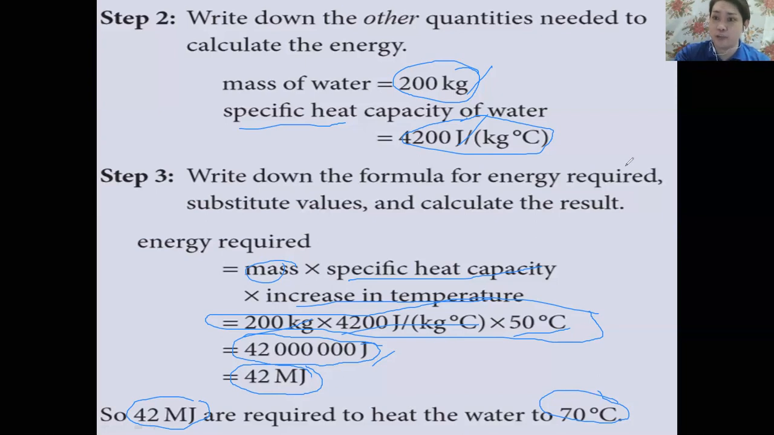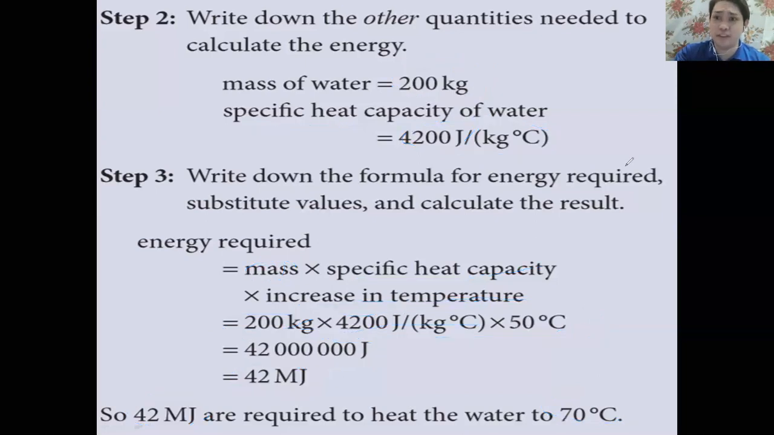So I hope you can follow. Just remember the formula. Again, what's the formula? Energy required is equal to mass times the specific heat capacity times the increase in temperature. How to get your increase in temperature again? Subtract the final temperature from the initial temperature, and then you can get the increase in temperature. I hope you can follow.